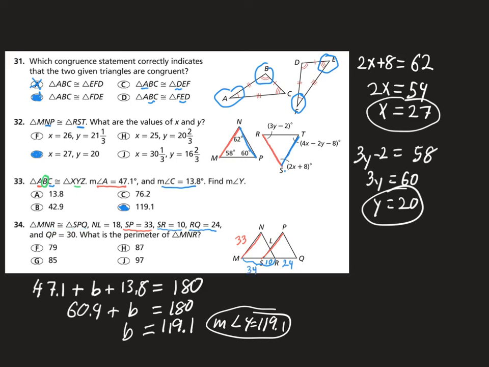And finally, they give us that QP is 30, and that will correspond to RN of our triangle, so that is also 30. Now we found all the sides. You note that NL was not part of the problem, so we did not need to use that information. So now we're going to add up all the sides of our triangle, and then we get 97. So the perimeter of triangle MNR is 97.